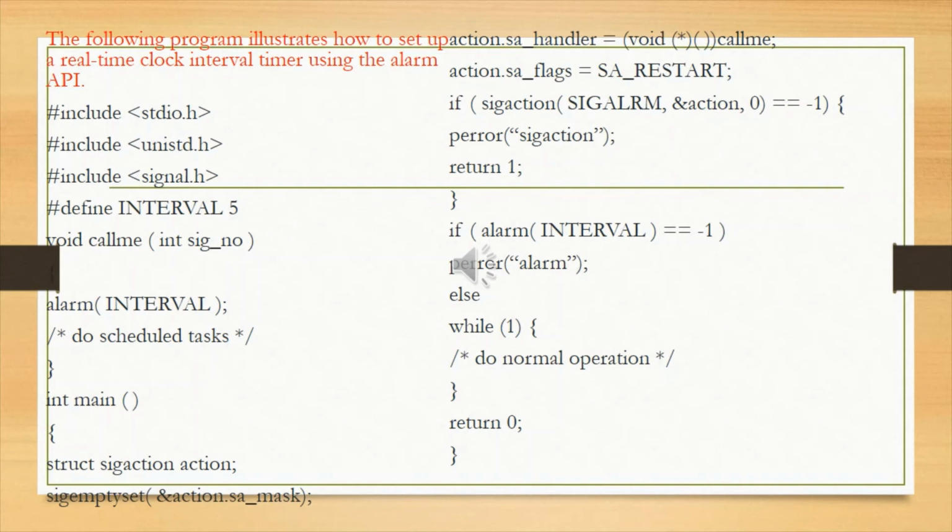The setitimer API can be used to define three different types of timer in a process. One is a real-time clock timer. Second is a timer based on user time spent by the process. Third is a timer based on the total user and system time spent by the process.